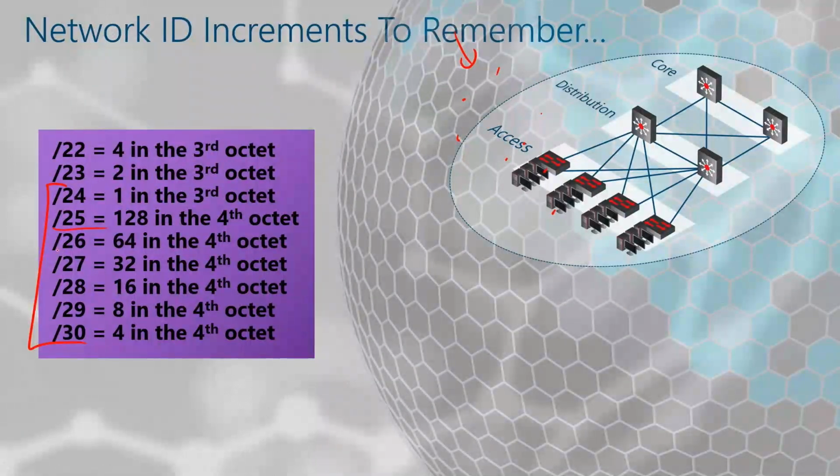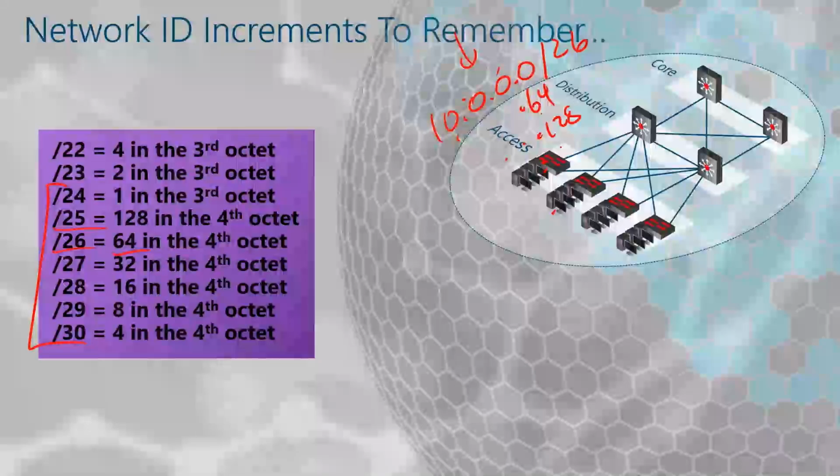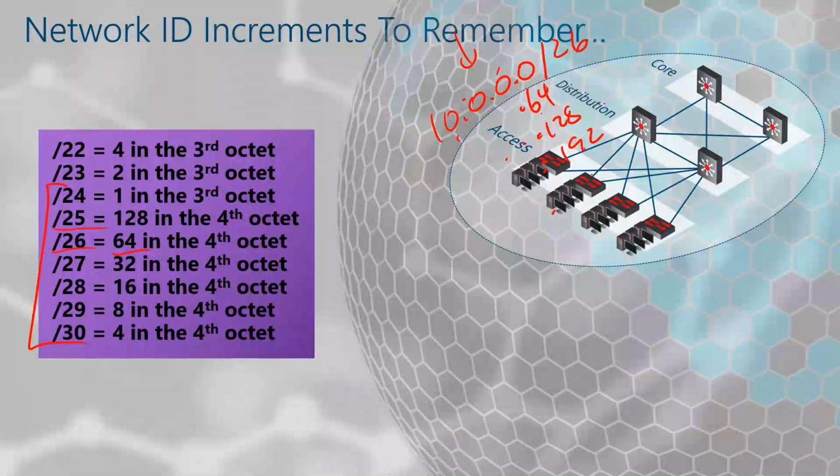And then if you're a /26 and you were 10.0.0.0/26, well, then you're counting by what? 64. So your next network ID is 64. Your next one's 128. Your next network ID would be what? 192/26. So there's your network IDs as an example.